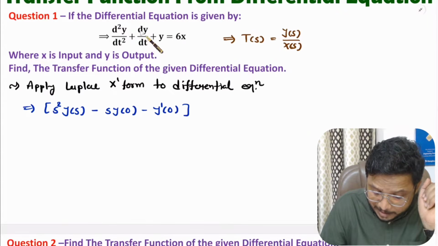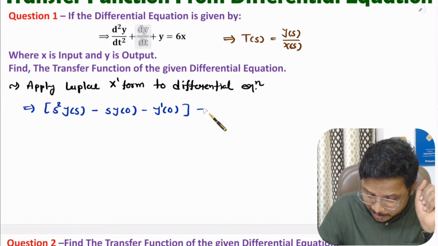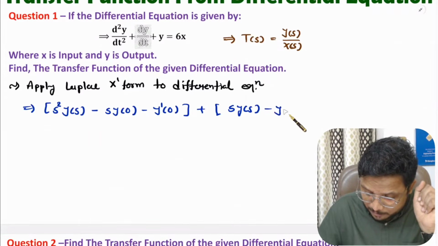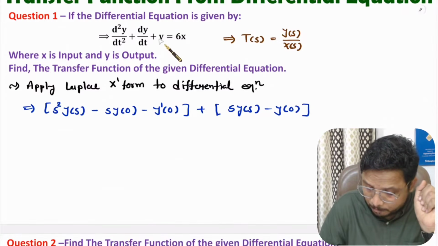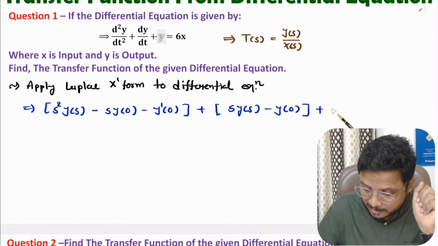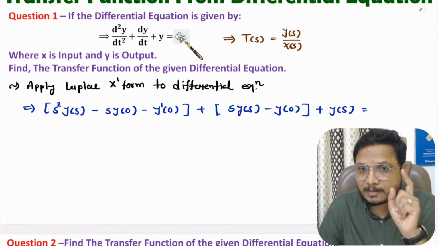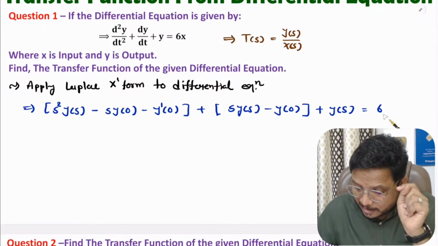Here after that we have single differentiation of y with respect to time. So Laplace transform of single differentiation is s into Y of s minus y of 0. And after that we have plus y, so Laplace transform is Y of s. And after that we have 6 into x. See, 6 is constant, and Laplace transform of x is X of s.